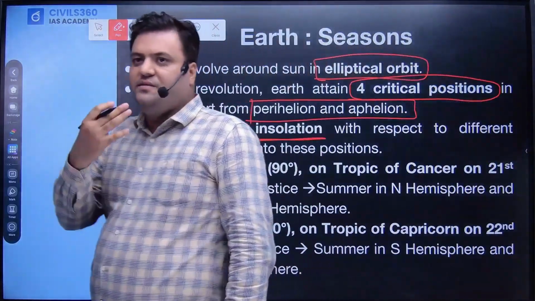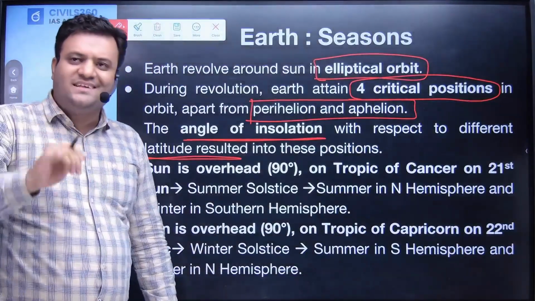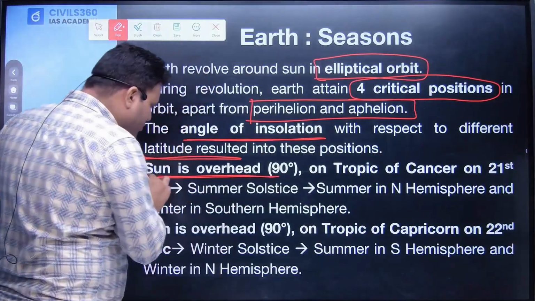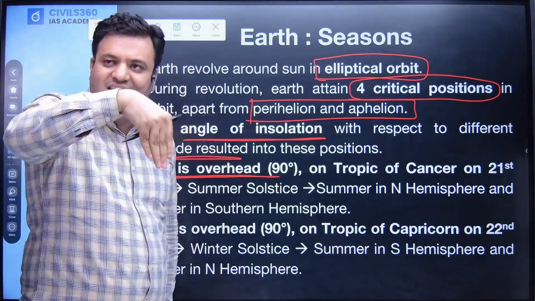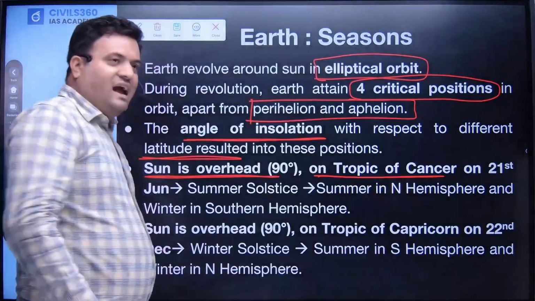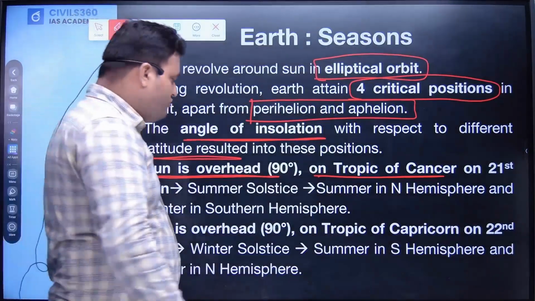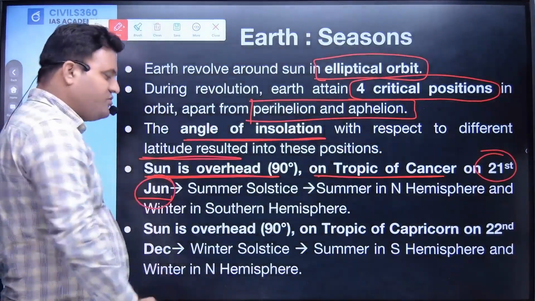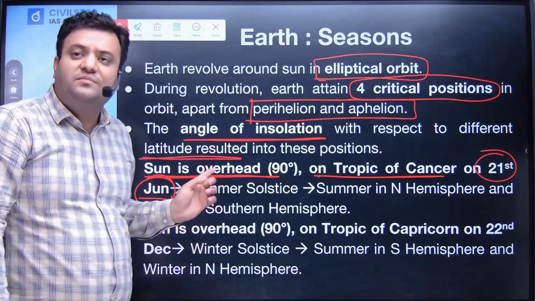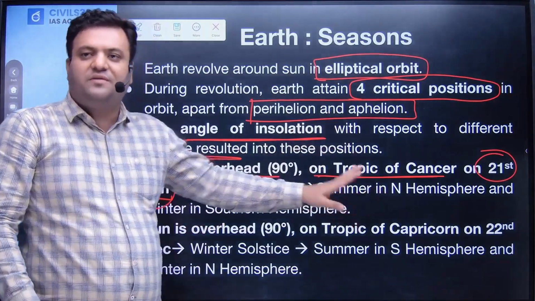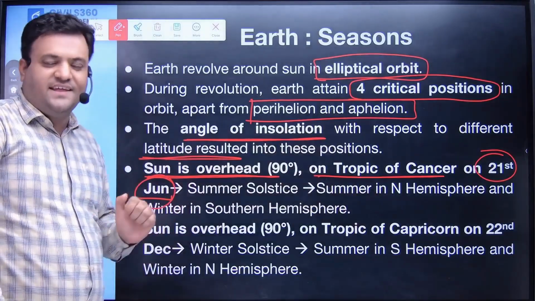How? Let's take an example that at a given point of time, the sun is overhead, having a 90-degree insolation on the Tropic of Cancer, and this position you will see on 21st of June. This is known as the summer solstice. During the summer solstice, there will be summer in the Northern Hemisphere and winter in the Southern Hemisphere.